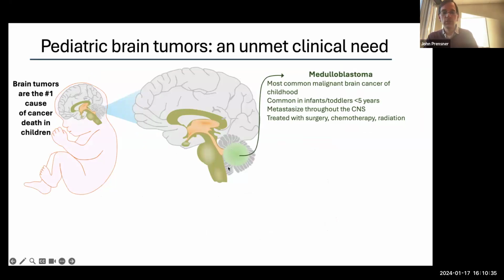And so what we turn to in this case is a devastating childhood brain cancer called medulloblastoma. This is, in fact, the most common childhood brain cancer that is malignant.